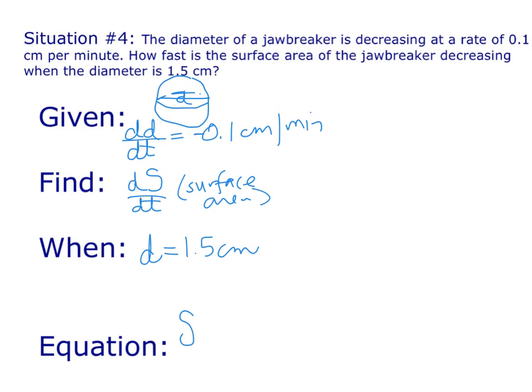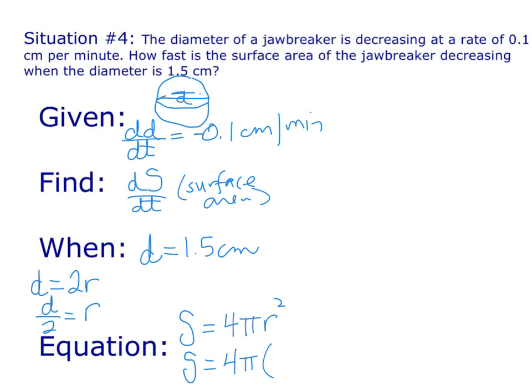Okay, so I need the surface area. The surface area of a sphere is 4 pi r squared. Now, that's interesting because they're talking about diameter, and yet the formula for surface area has radius in it. So we need to think, well, diameter is how many radii? Diameter is 2 radii. So a radius then is going to be the diameter divided by 2. So now we have a substitution that we can put in here, and we need d rather than r. So S is going to equal 4 pi, and instead of r, we're going to have d over 2.